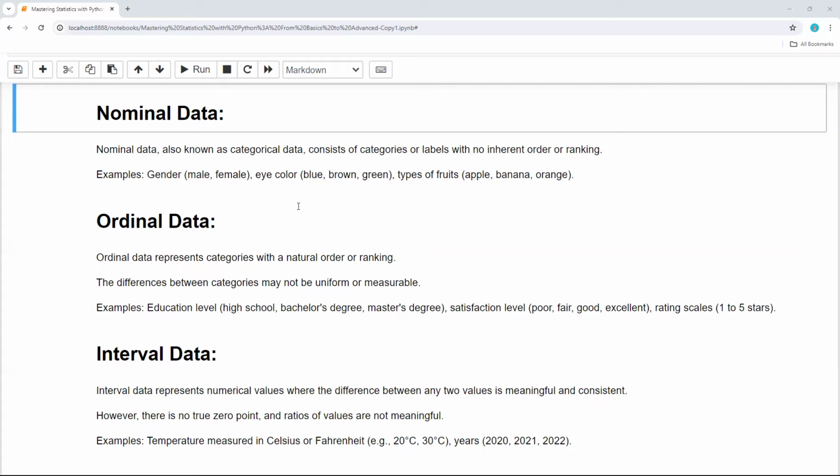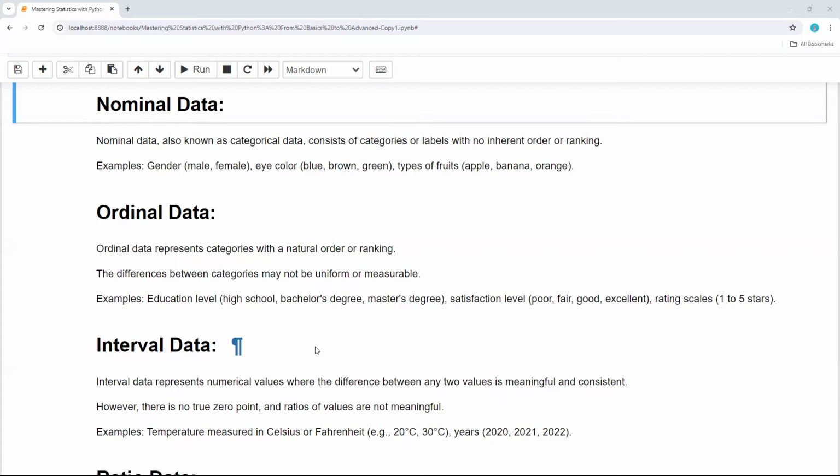For example, whenever we go to a restaurant or a movie theater where they want feedback, it might be good, bad, something like that. Satisfaction level, poor, fair, good, excellent, again comes under ordinal data. And rating scales, 1 to 5, five star, four star, three star. If you are working on anything like that, it comes under ordinal data, categorical data with a meaningful order.